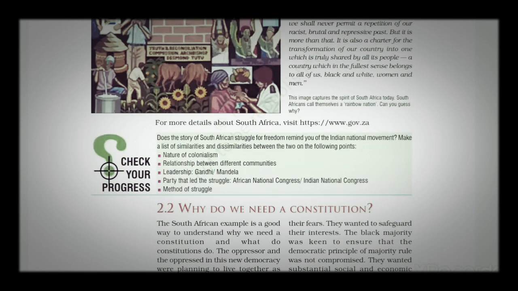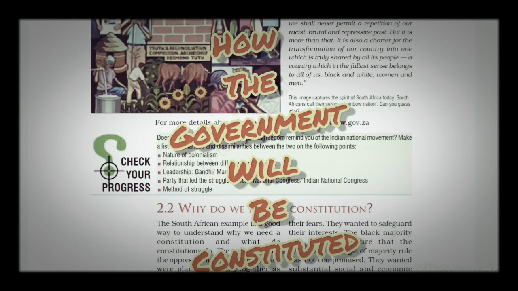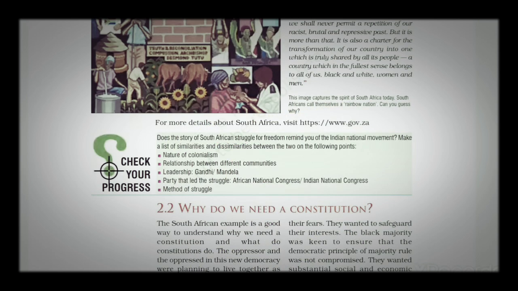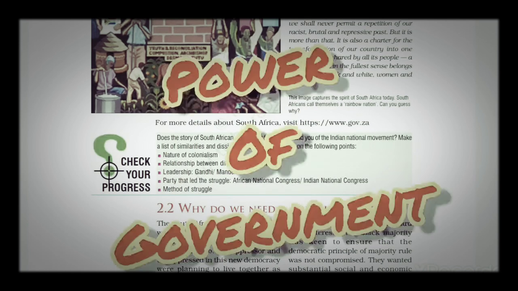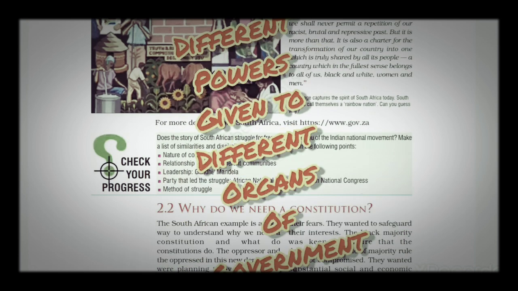The second reason why we need a constitution, it specifies how the government will be constituted, who will have the power and who will take the decision. This is the most important part of why we need a constitution. The constitution clearly specifies how the government will form and what the powers of the government are, or what different powers are given to the different organs of the government.